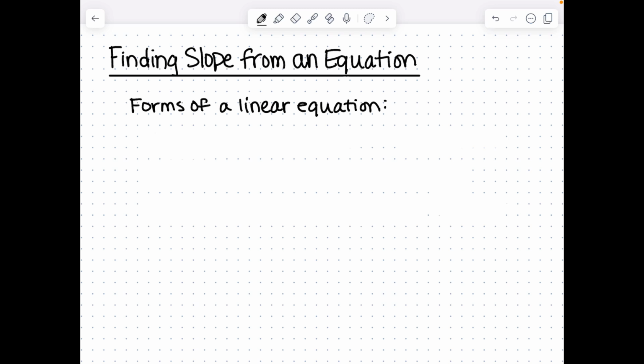Today we're talking about finding slope from an equation. So we've already had some videos, if you're going through this series in order, about finding slope from a graph, finding slope from 2 points, and now we're going to look at finding slope from an equation.